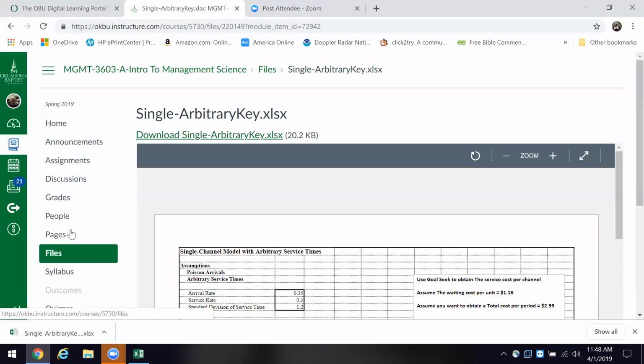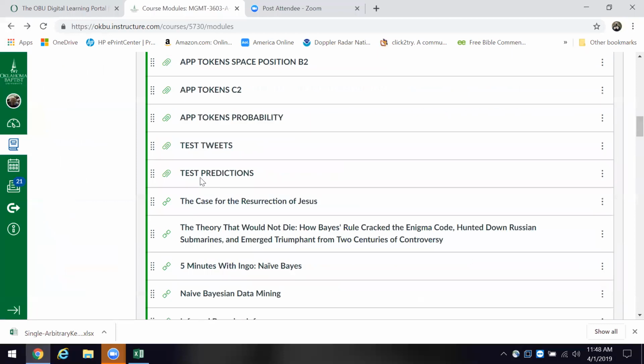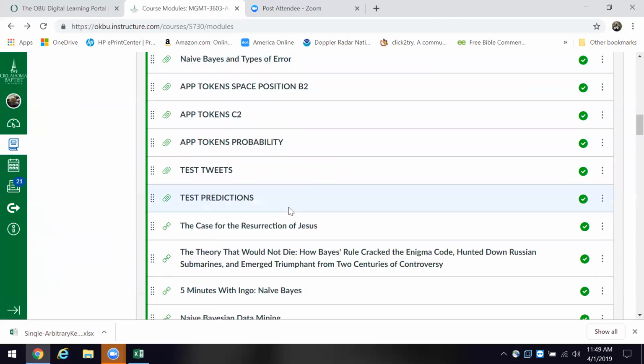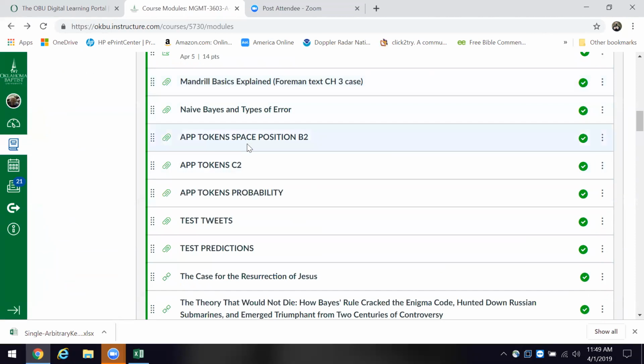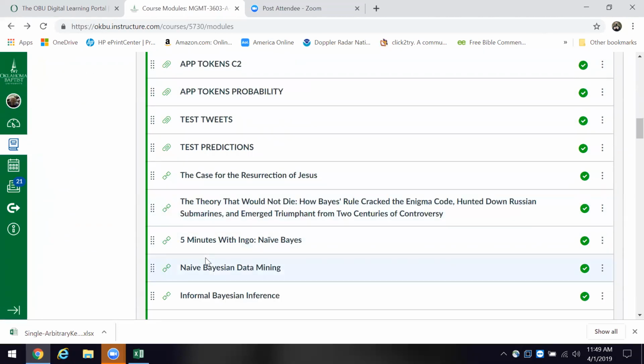Before we come back, I would encourage you to take a look at these resources I have for you in terms of the app tokens and getting their space positions, and then the app tokens themselves, the probability, how that's done, test tweets, the predictions, how that's done. I have notes there for you that will help you. There's one other thing. I've got some stuff in here about Bayes. I think this is a book about Bayesian analysis that I've read. It's been a while since I did, but I think here's one that you really want to think about.